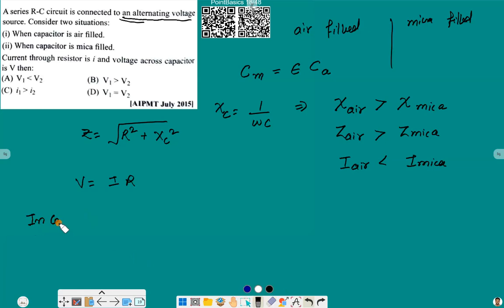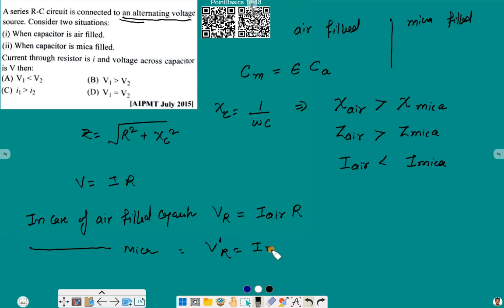In case of air filled capacitor, the potential drop across resistance R, VR, will be I air into its resistance. Now the same for mica filled capacitor, suppose that is V dash R, will be I mica multiplied by R.